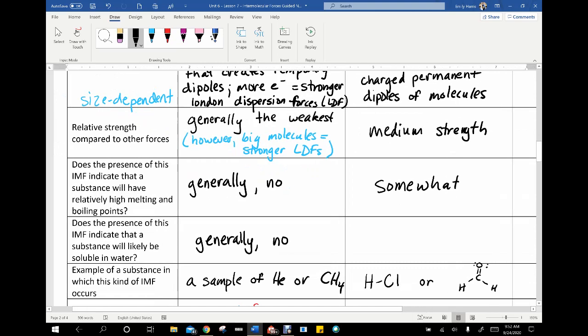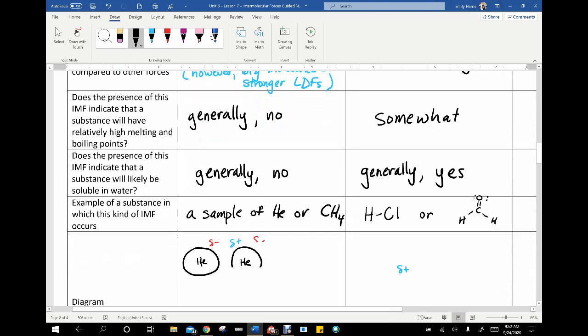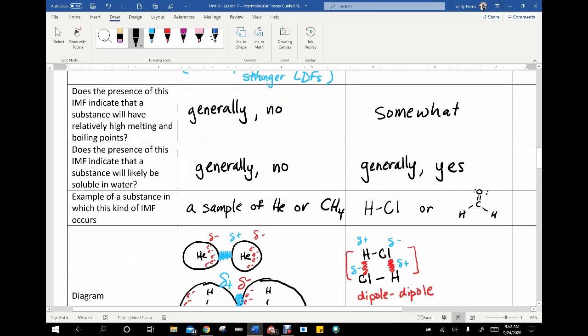Then it says, does the presence of this IMF indicate that a substance will likely be soluble in water? And so the answer here is generally yes. Since water is a polar molecule, it can also participate in dipole-dipole forces. Things that share similar forces are often able to dissolve in each other. And then we've already done our diagram.